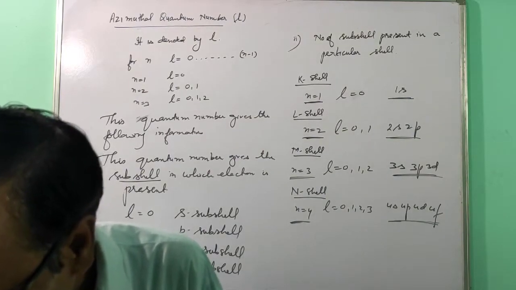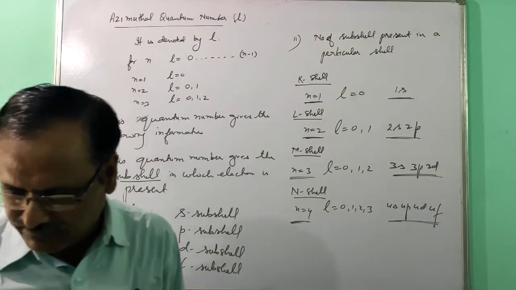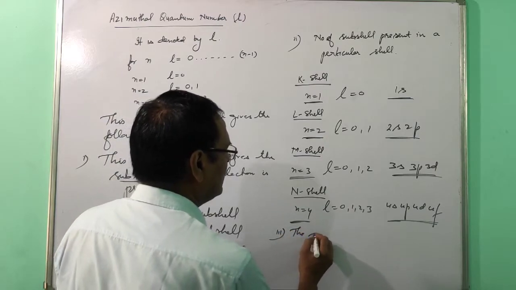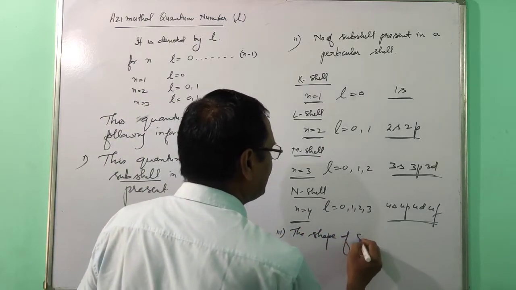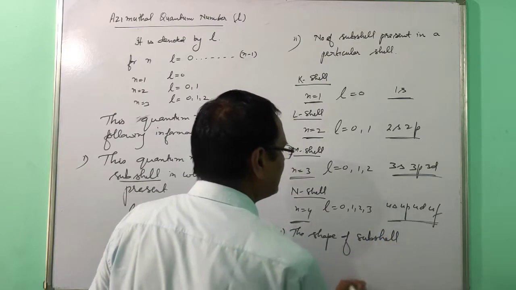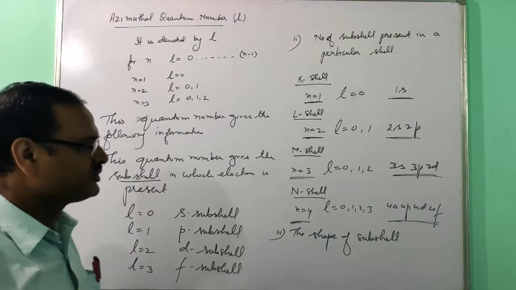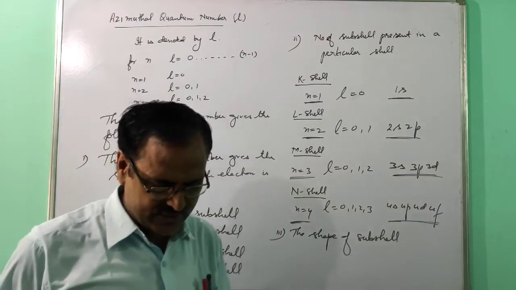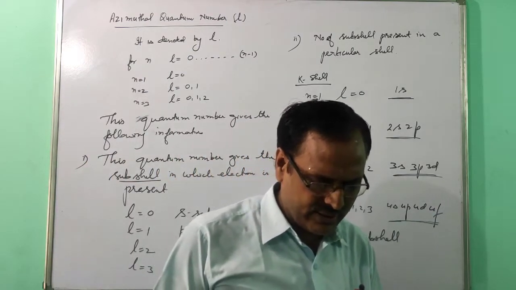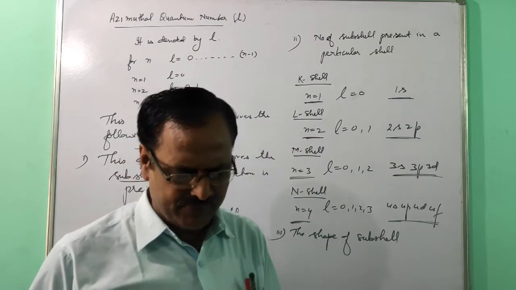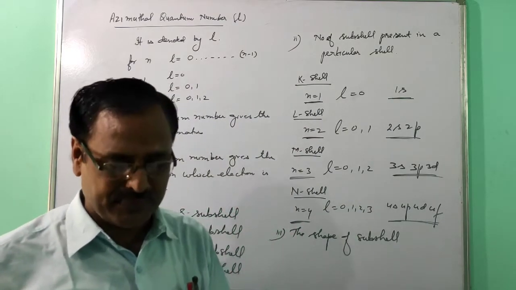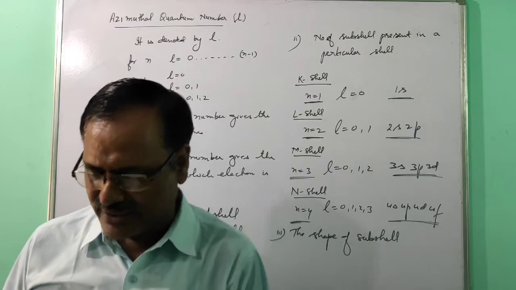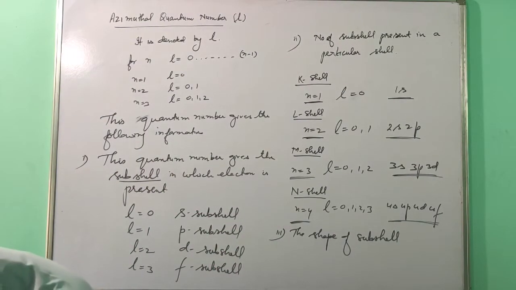Now the third information: the shape of the subcell. It is given that l is responsible for the shape, so by that we can get the subcell. Just go through what is given in your book. The azimuthal quantum number l is responsible for a particular shape of a particular subcell because it defines the spatial distribution of the electron cloud around the nucleus. Since it gives the distribution of the electron cloud, that's why it gives the shape of the subcell.